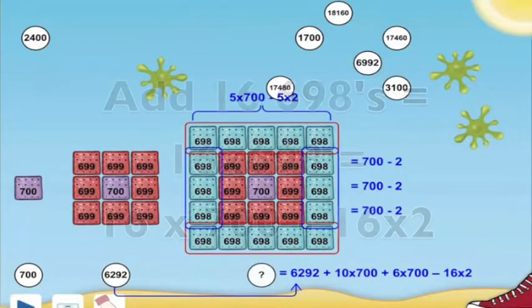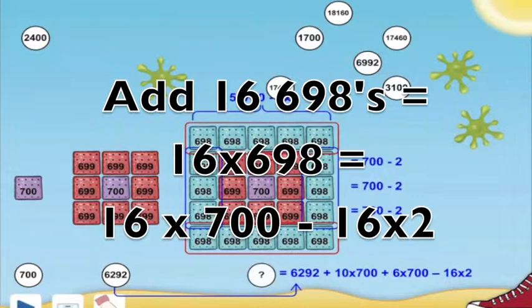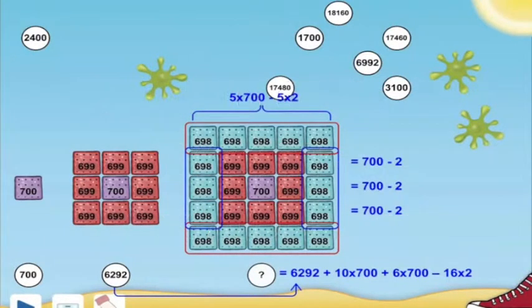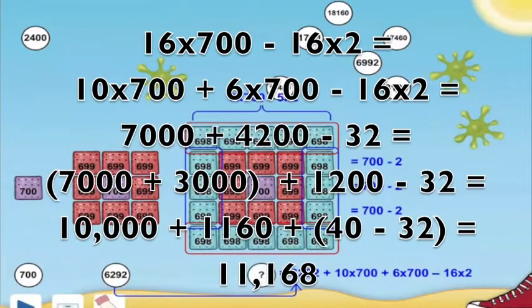We then have that adding 16 698s is the same as 16 times 698. Now using our rounding strategy, we're going to turn 698s into 700. So 16 times 698 becomes 16 times 700. Now we need to subtract 16 2's away. So we have 16 times 700 minus 16 times 2. Now we're going to use another strategy where we're going to expand 16 700s into 10 700s and 6 700s to simplify the computation. So we have that 16 times 700 minus 16 times 2 equals 10 times 700 plus 6 times 700 minus 16 times 2.